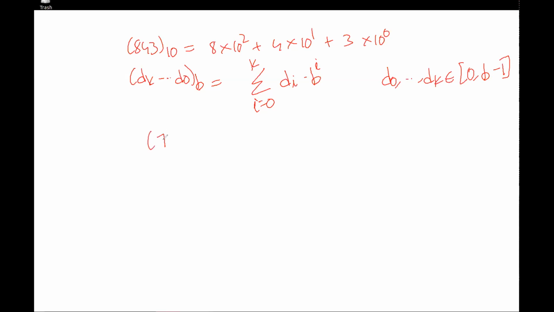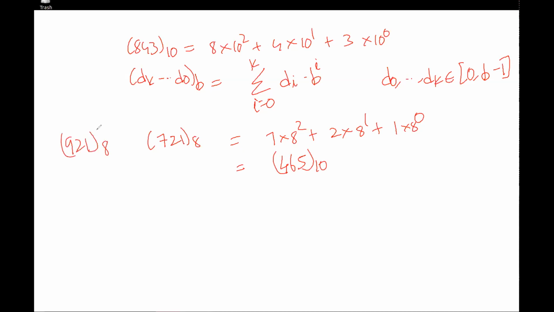For example, if we have something like 721 to the base 8, then its value is equal to 7 times 8 square plus 2 times 8 power 1 plus 1 times 8 power 0. What is its value? Can someone help me out here? 465. Thank you. So this is equal to 465 in base 10. And if you say 921 base 8, then this is wrong because 9 is not a valid digit in base 8.